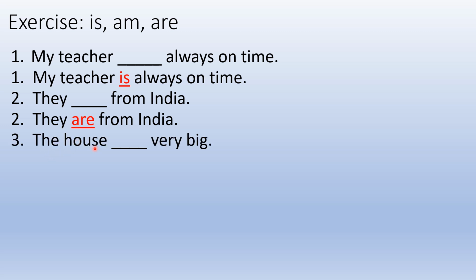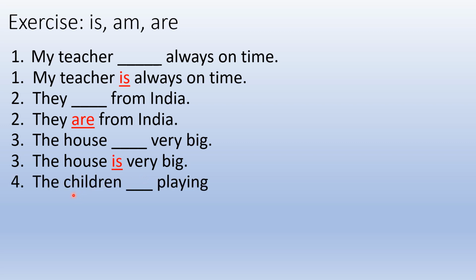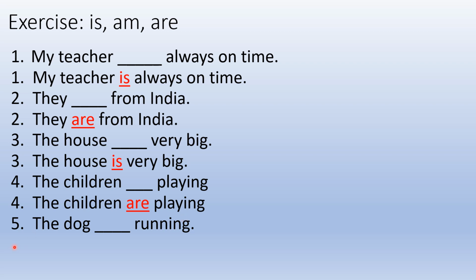The house, again house is singular. The house dash very big. So the answer is the house is very big. Is. The children dash playing. Again you see children plural. So the answer is the children are playing. The dog. Dog is singular here and I told you with singular we use is. So the dog is running.